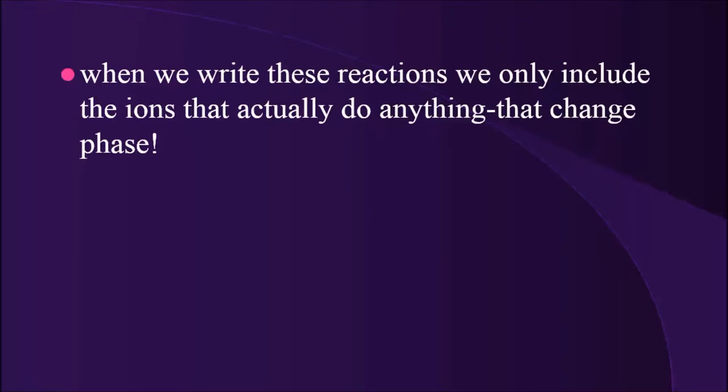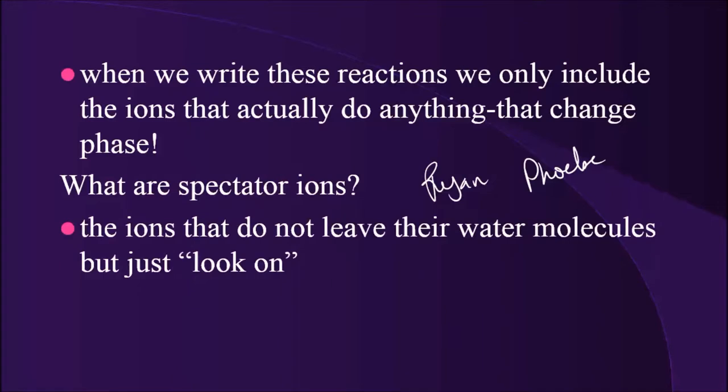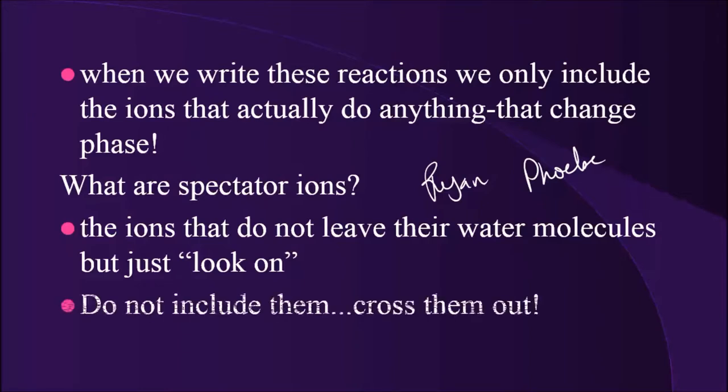When we write these reactions, we only include the ions that actually do anything. The ones Ryan and Phoebe, they're the ones that didn't do anything. They watched. They're the ones who instigated the whole thing. They looked on. We call them spectator ions. And really, we don't need them. They were important to try to get everyone together, but they don't really play a part in the final answer.